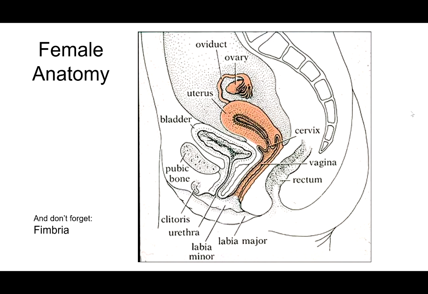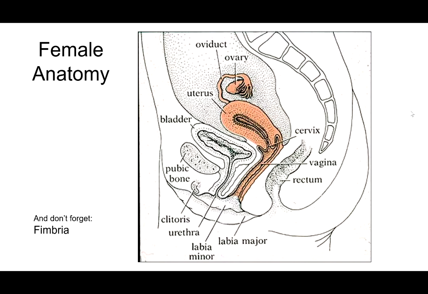It's a different version of the same thing because early in development, they were the same. At 6 weeks of development, males and females are the same. So here we have the bladder in the middle of the picture. You can see where the pubic bone is. You can see where the buttocks and the rectum are. So again, the orientation is the same.